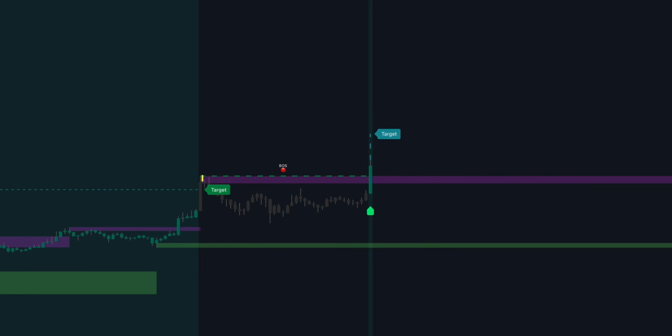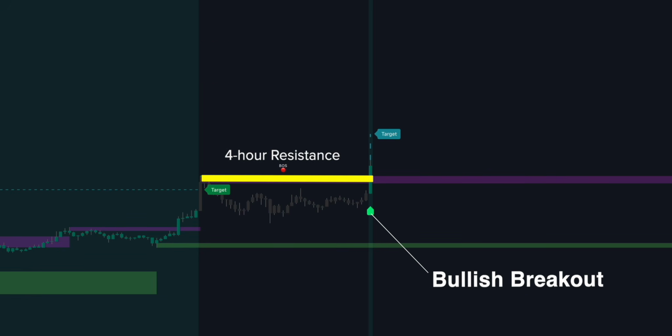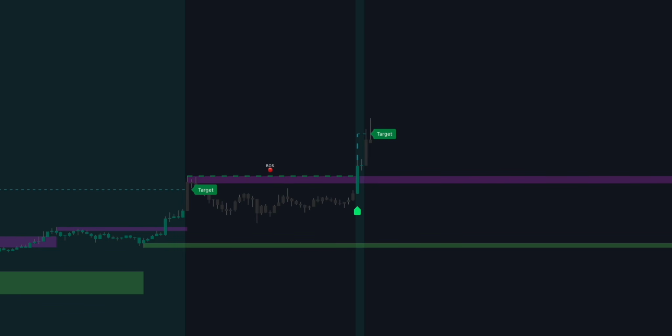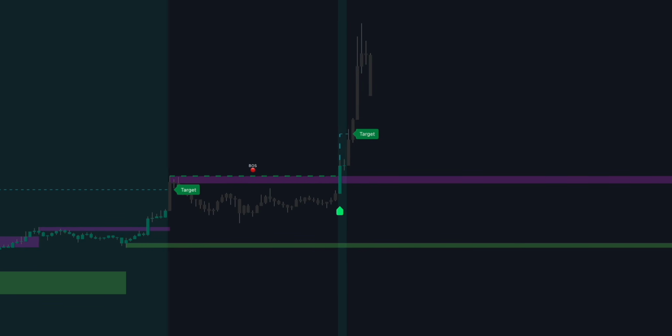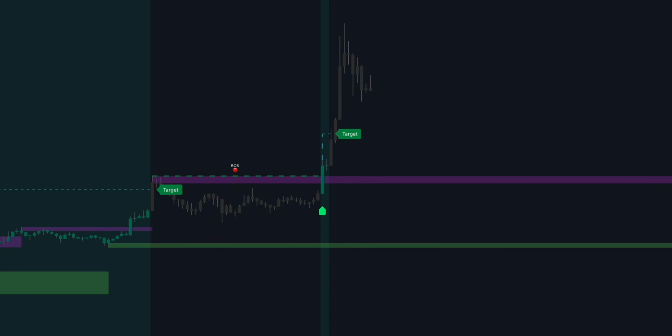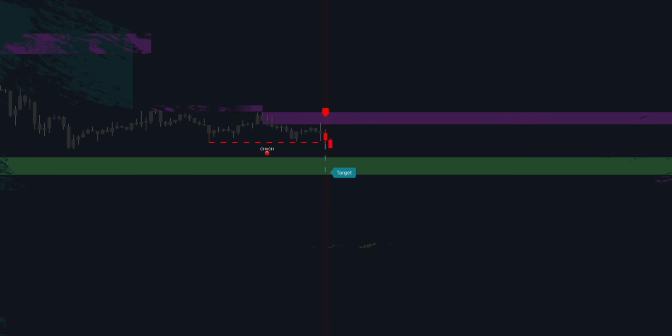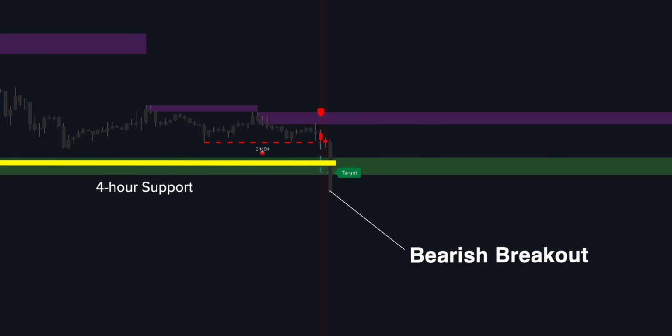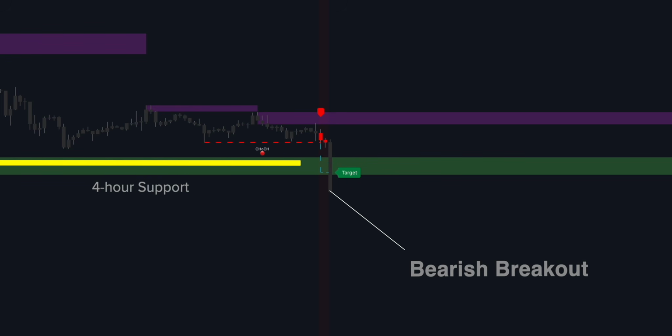One of the simplest ways of using volume-based support and resistance is looking for a breakout. When 4-hour resistance gets broken to the upside with a strong bullish candlestick, this indicates a dominance of buyers in the market. The chances the market will continue its bullish rally are very high at this point. The same is true when price drops below 4-hour support for the first time with a strong bearish candlestick.